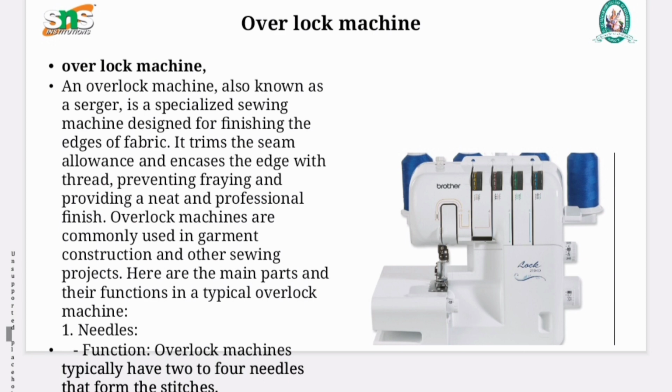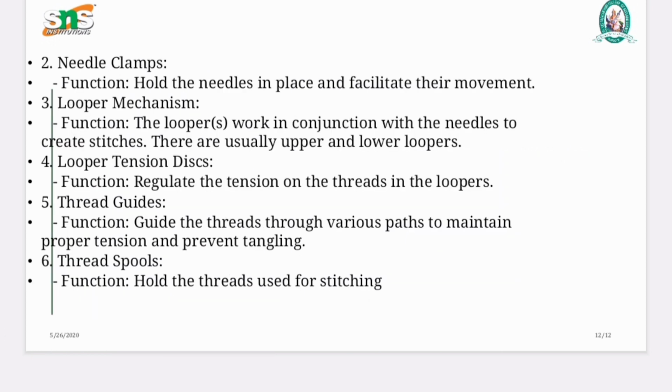Needle overlock machines typically have 2 to 4 needles that form the stitches. Needle clamps hold the needles in place and facilitate their movement. Looper mechanism. The loopers work in conjunction with the needles to create stitches. There are usually upper and lower loopers. Looper tension discs regulate the tension on the threads in the looper.